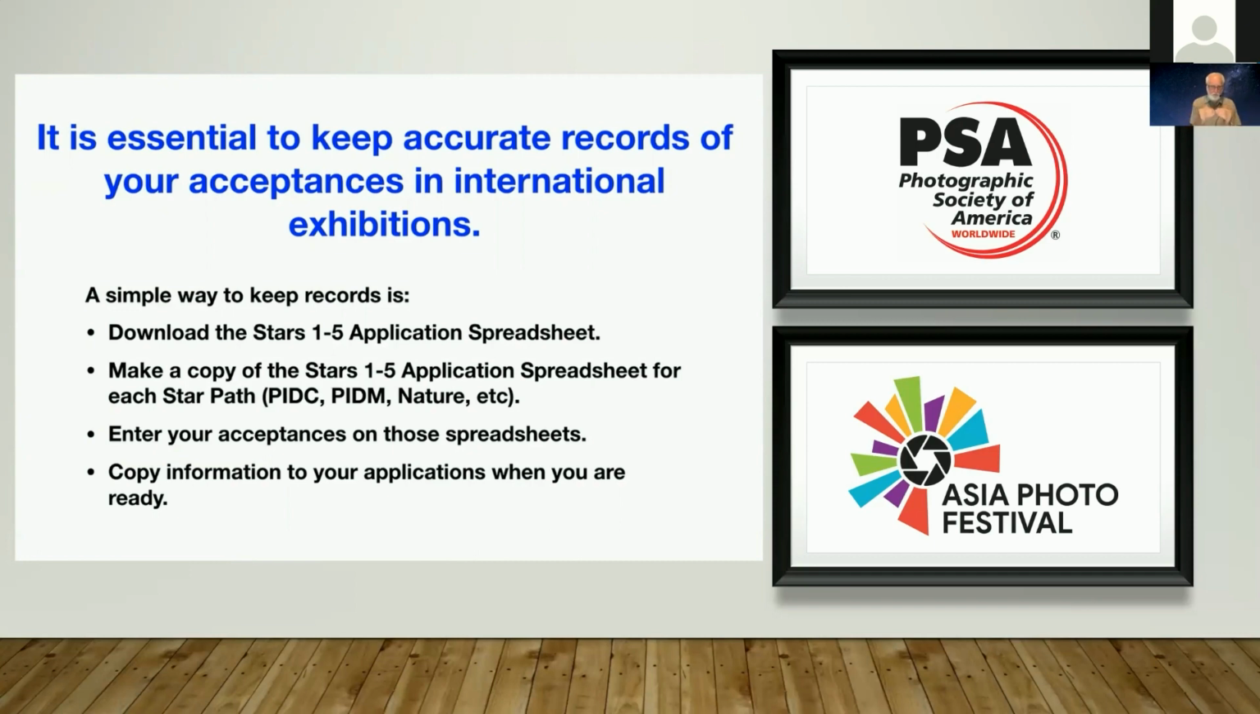Now, these are the application spreadsheets, but you can use the basic structure of the spreadsheet just to record your acceptances as you get them over the years. And then when you're ready to make an application, you transfer or copy from your own records onto an actual application. And if you do it that way, you'll make sure that you are recording all of the information that you need for your applications.